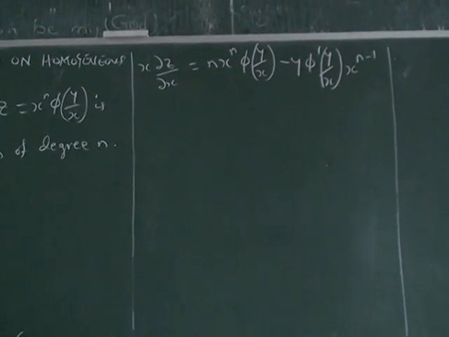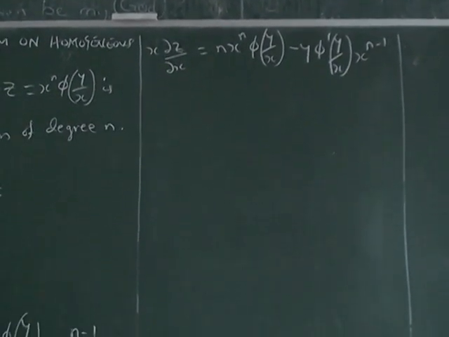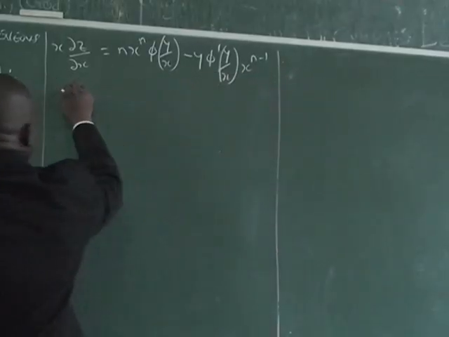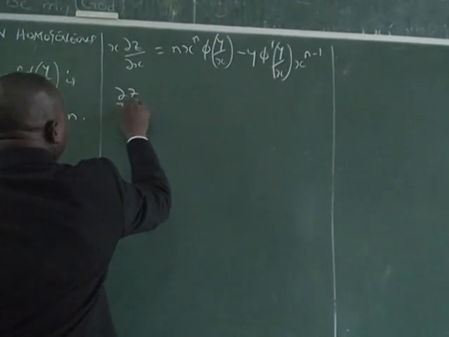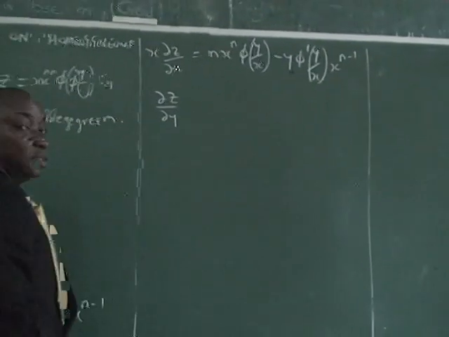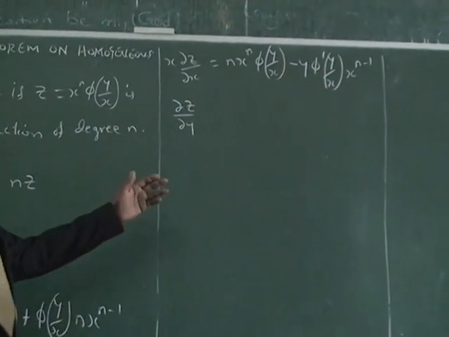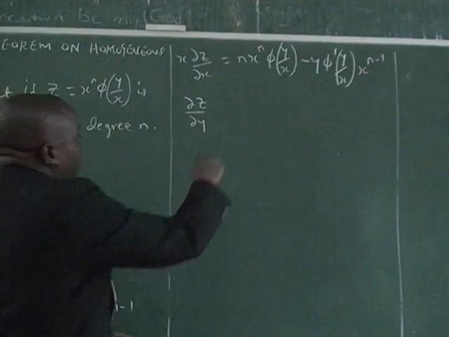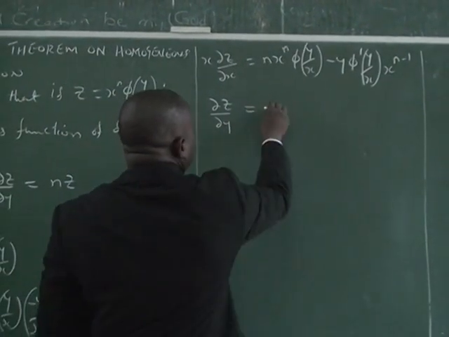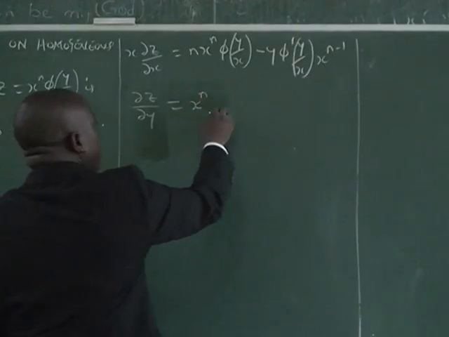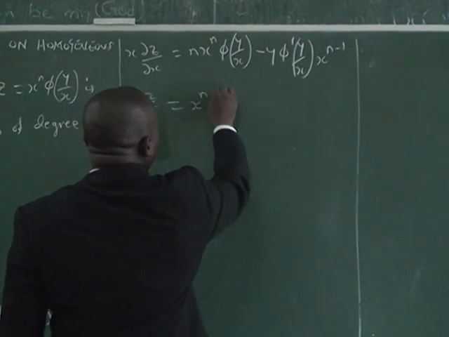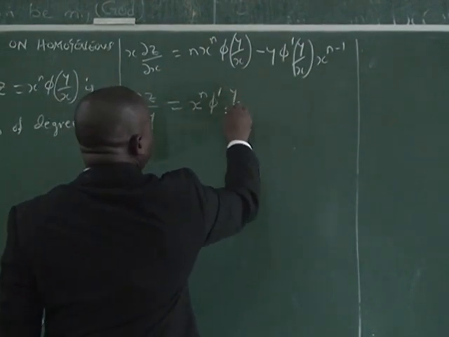By the time we are done, we will find partial z partial y. We find partial z partial y. We will have x raised to the power n, then we have phi prime of y over x.